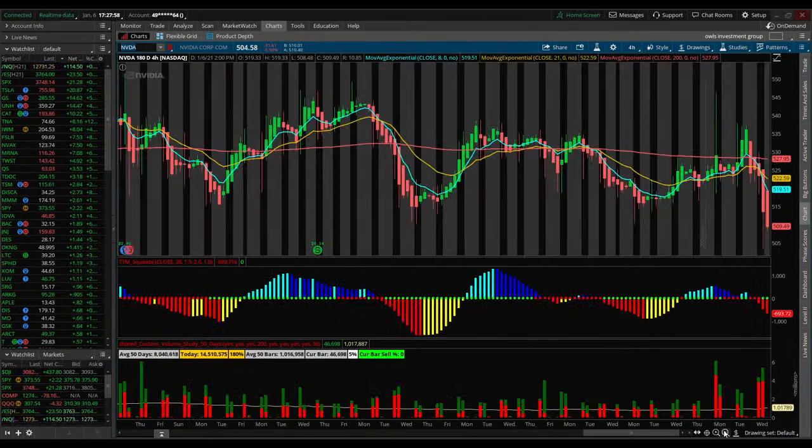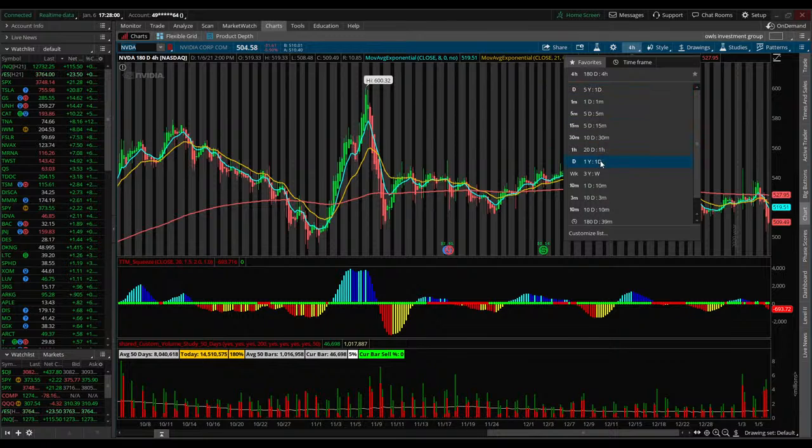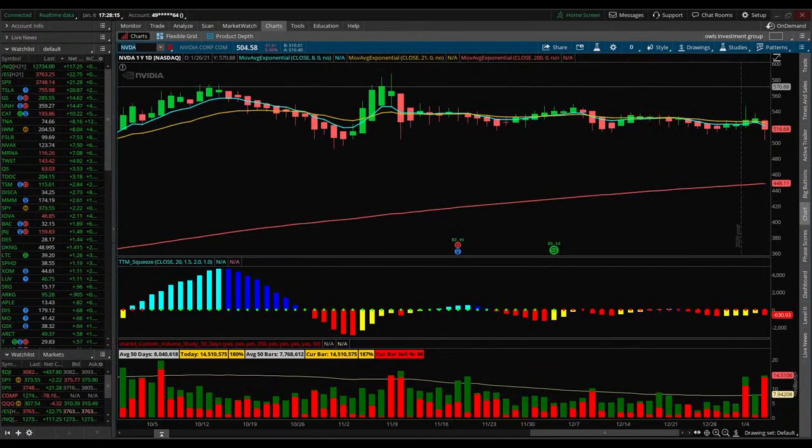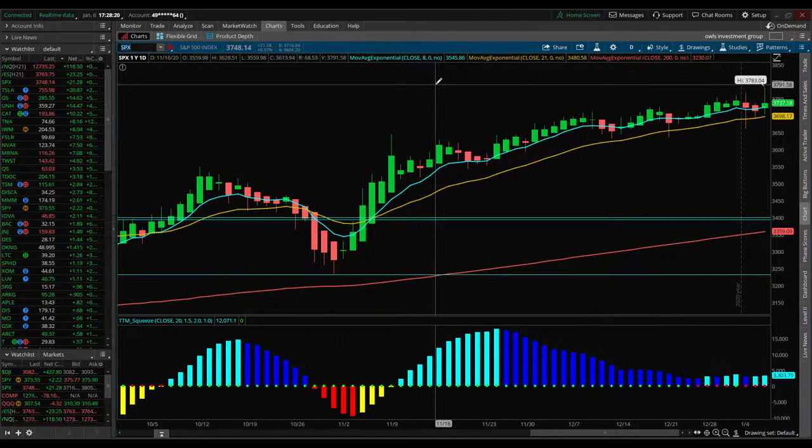So EMAs, what do I use them for? EMAs you can use as support and resistance. The EMAs I use are the 8 EMA, 21 EMA, and the 200 EMA. Okay, so let's look at NVIDIA. Or actually, you know what? Let's look at SPX. This is good.